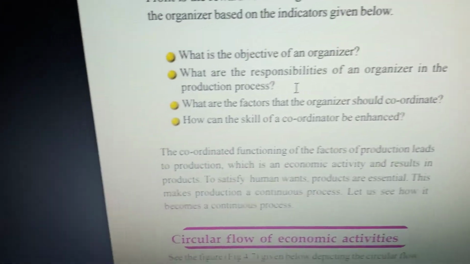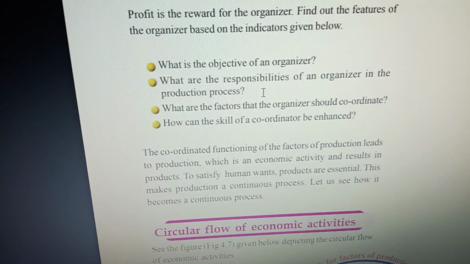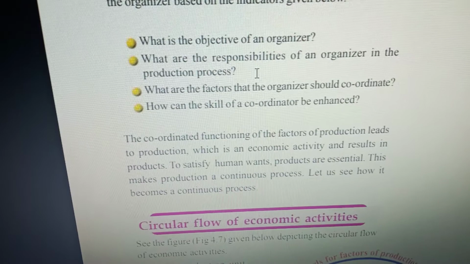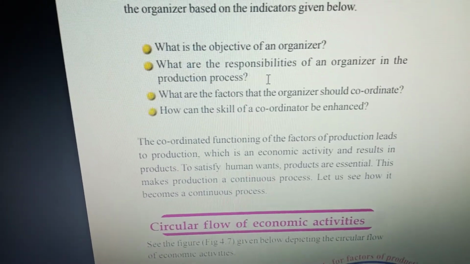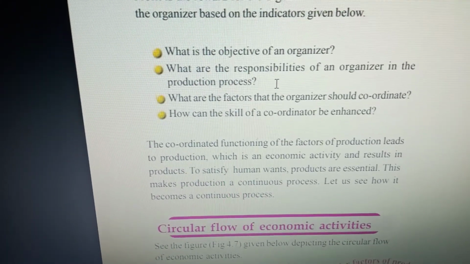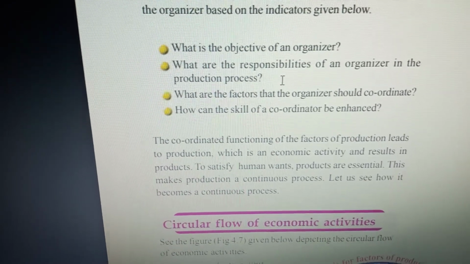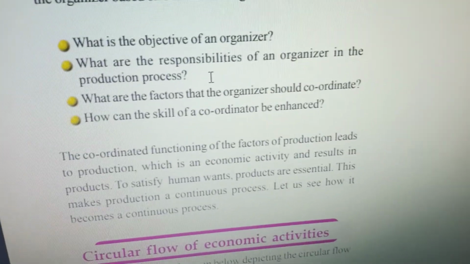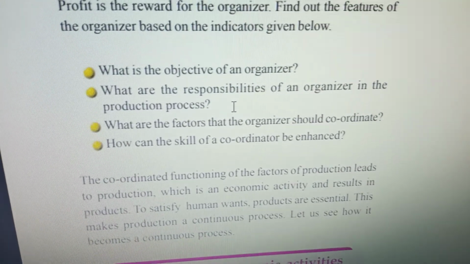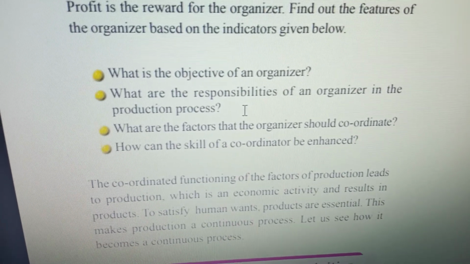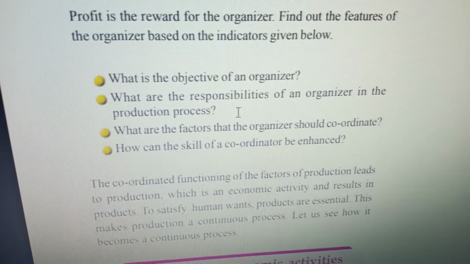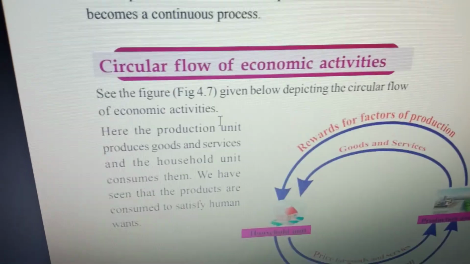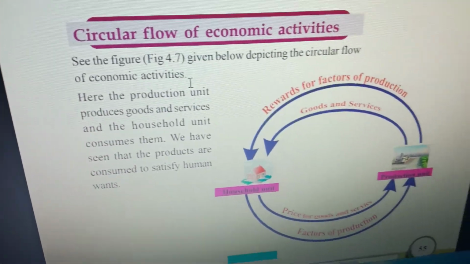Third question. What are the factors that organizer should coordinate? He has to coordinate the factors of production like land, labor and capital. And the last question, how can the skill of a coordinator be enhanced? Through education or training, the skill of a coordinator can be enhanced. So we came to an end to the last factor of production. Next, we are going to see the circular flow of economic activities.